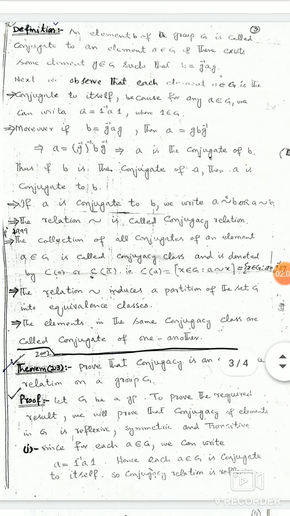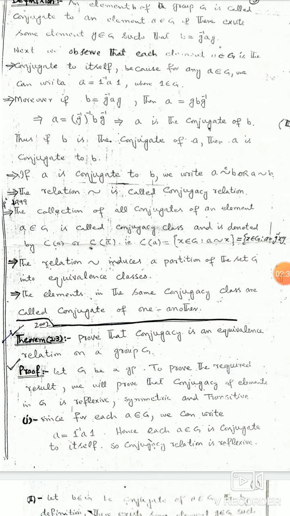Moreover, if b is equal to g inverse a g, then a is equal to g b g inverse. So a is equal to (g inverse) whole inverse b g inverse, so a is a conjugate to b. And if b is conjugate to a, then a is conjugate to b. This implies that if a is conjugate to b, then b is conjugate to a. This relation is called the conjugacy relation.